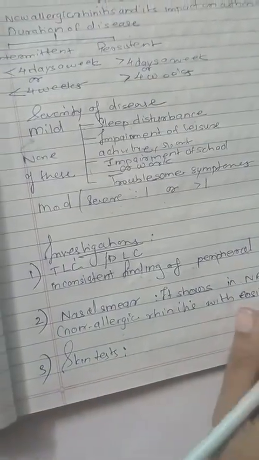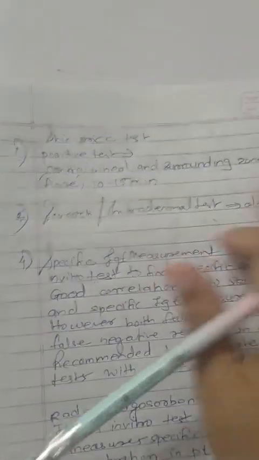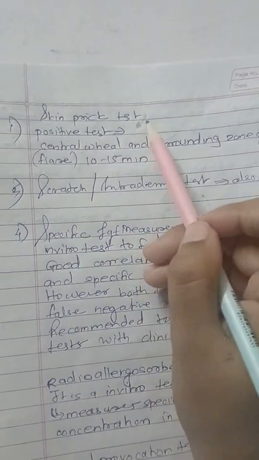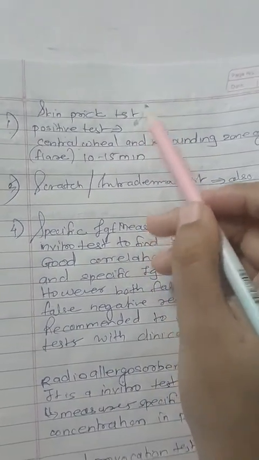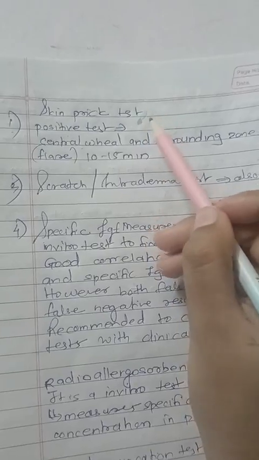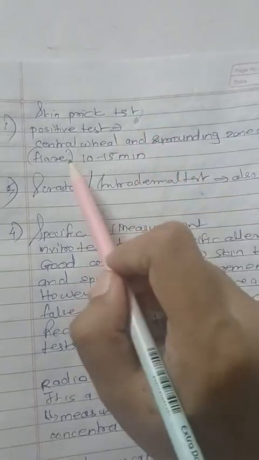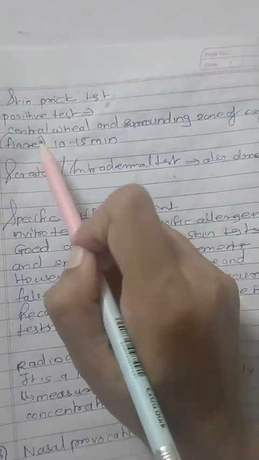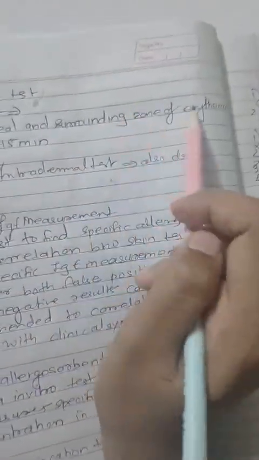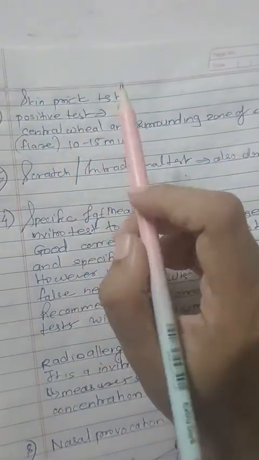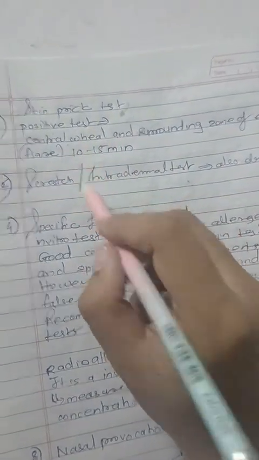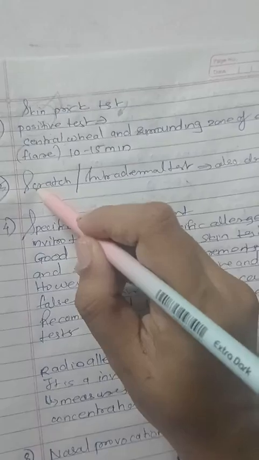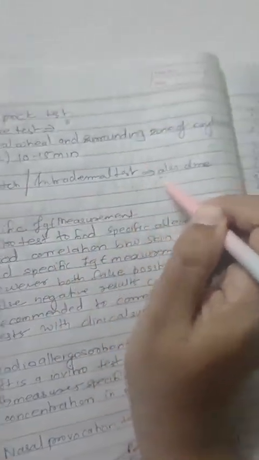Then we have skin tests. In the skin test, basically what we have is a skin prick test. Skin prick test means what is done intradermally on the forearm. The allergen is injected, and within like 10 to 15 minutes, if it is a positive test, we will observe a central weal reaction and surrounding zone of erythema. This is known as a weal and flare reaction. Also, other tests in this skin dermal allergen test are scratch and intradermal tests.